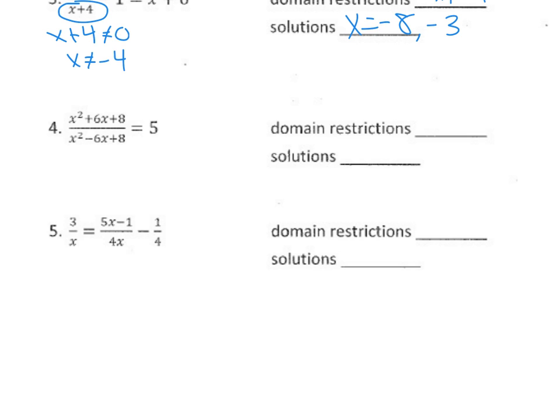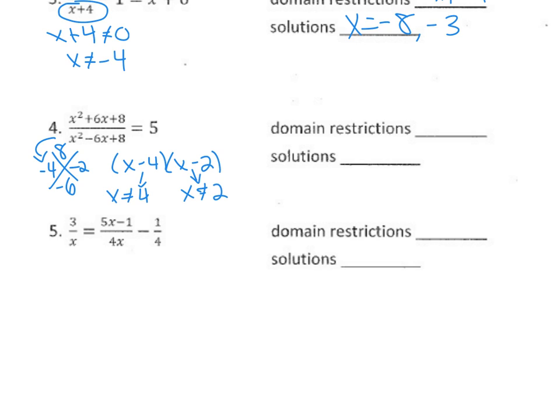So for number 4, we have a big long x squared plus 6x plus 8 over x squared minus 6x plus 8 equals 5. So we have to look at our denominator in order to find our domain restrictions. So factor x squared minus 6x plus 8. My x puzzle is 8 on the top, negative 6 on the bottom. So we have a negative 4 and a negative 2. Multiply to make 8 and add to make negative 6. So my factors are x minus 4, x minus 2. And then I can say x does not equal 4 and x does not equal 2 are my domain restrictions.